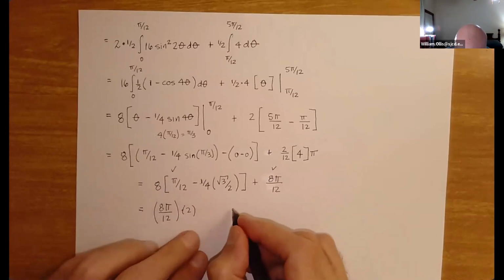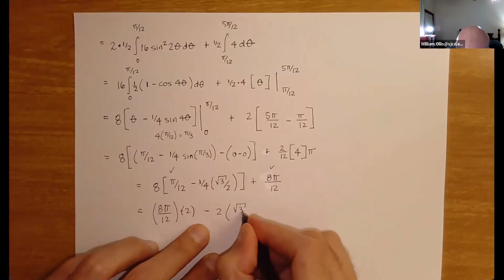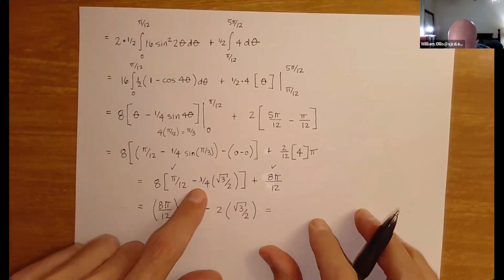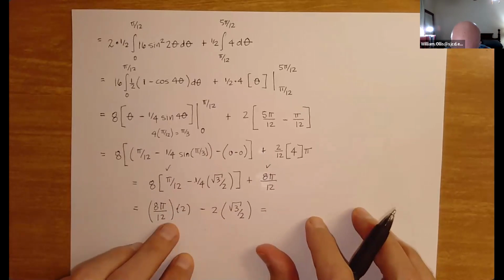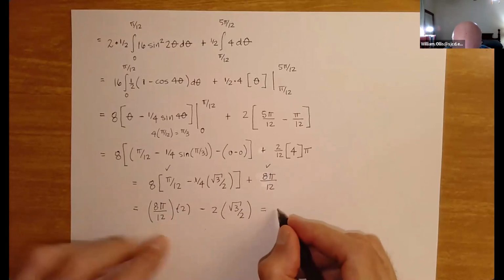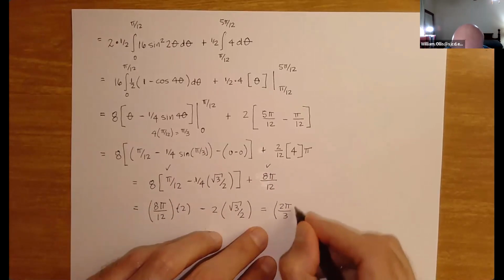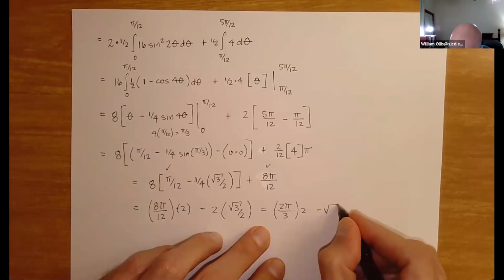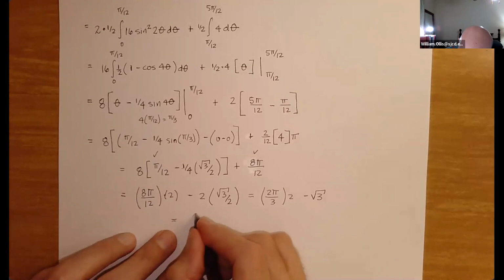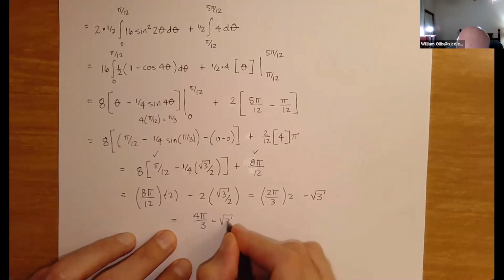And here we've got an 8. So this will be minus a 2 times square root 3 over 2. So again, we multiply here, that gives us a negative 2. So now let's see, what do we have? In this case, this will give us a 2/3 times 2 minus root 3. So this gives us 4 pi over 3 minus root 3.